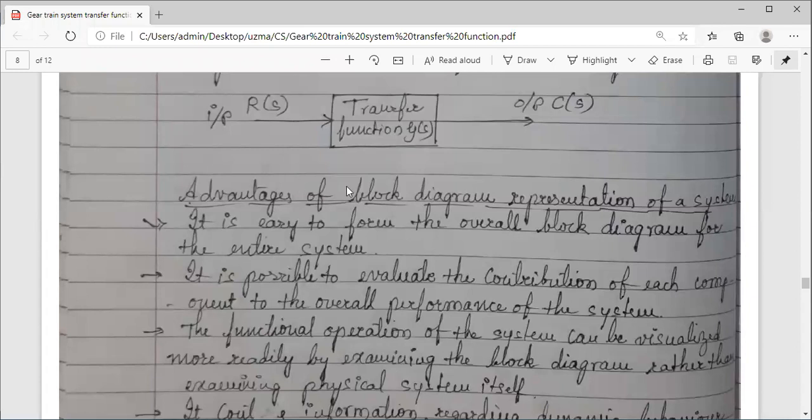Of block diagrams. Let us see the advantages of block diagram representation. We are now discussing the theoretical background of what these block diagrams are, what the advantages and disadvantages are, just for the sake of it, in case the question is to explain the block diagrams, which is very rare. Still, we should at least know the advantages, disadvantages, how block diagrams are represented, and what the easiness behind it is. It is easy to form the overall block diagram for an entire system. So it is very convenient for us to draw the block diagram of an entire system.